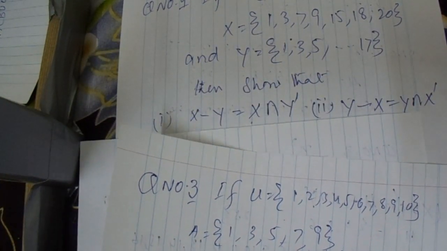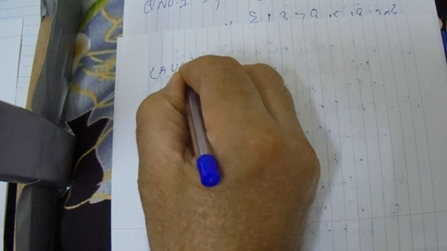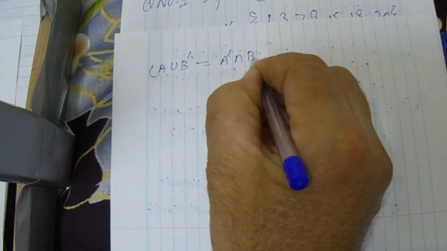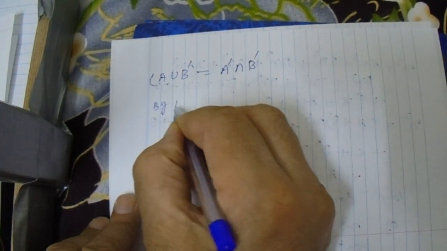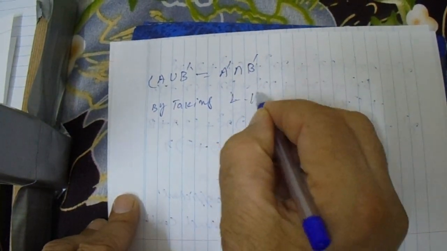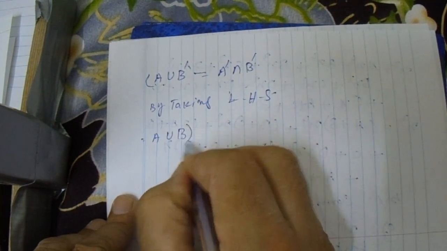The next part of this question is A union B complement is equal to A complement intersection B complement. Now we write this. First we find this by taking the left hand side. We write this, A union B complement.